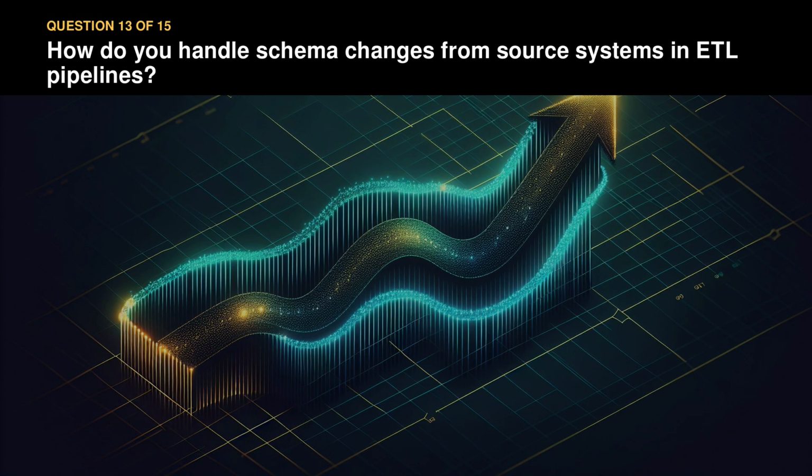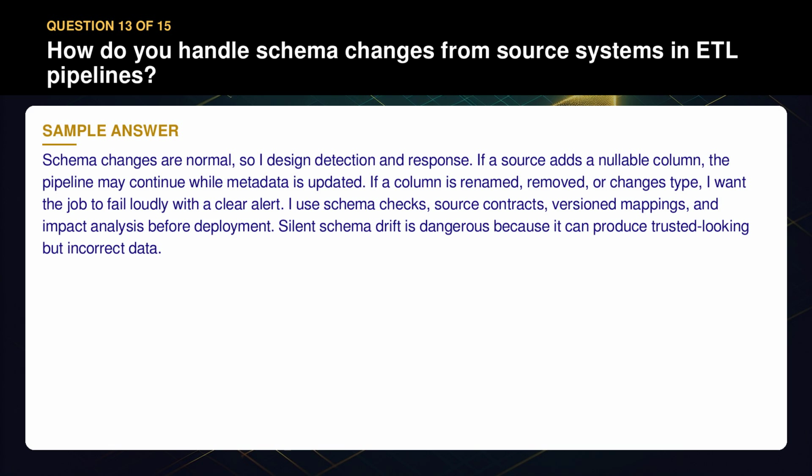Question 13. How do you handle schema changes from source systems in ETL pipelines? Schema changes are normal, so I design detection and response. If a source adds a nullable column, the pipeline may continue while metadata is updated. If a column is renamed, removed, or changes type, I want the job to fail loudly with a clear alert. I use schema checks, source contracts, version mappings, and impact analysis before deployment. Silent schema drift is dangerous because it can produce trusted-looking but incorrect data.